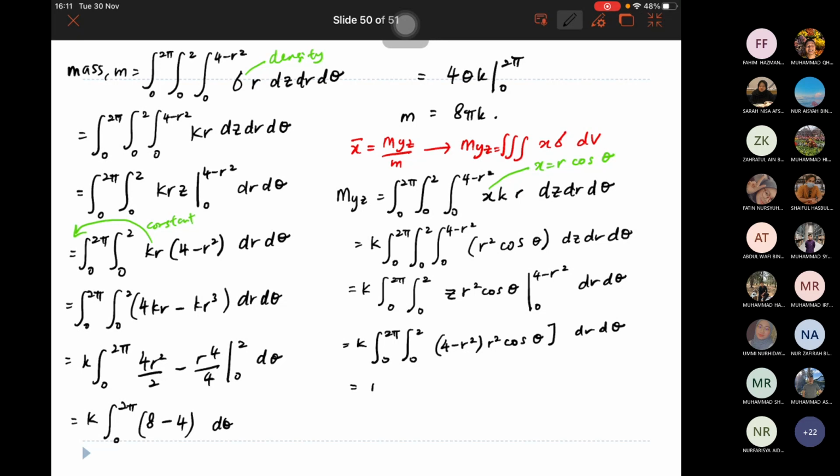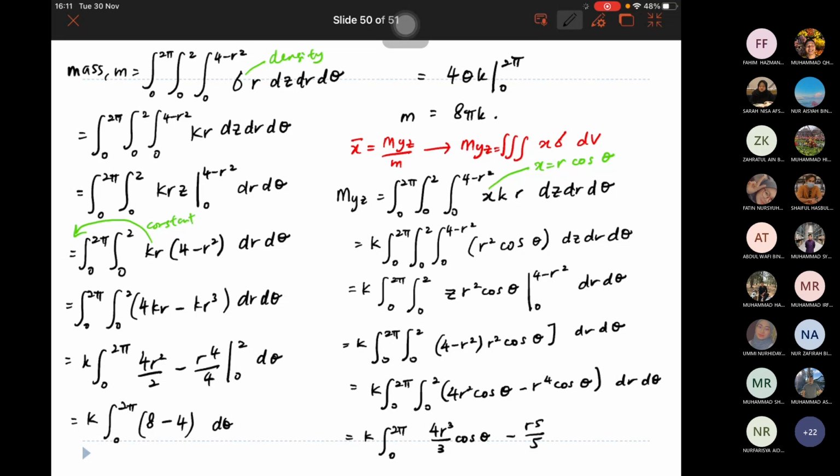Okay. So akan sama dengan K integrate kosong sampai 2 pi, kosong sampai 2, 4 R squared cos theta tolak R kuasa 4 cos theta. Okay. dr d theta. So dapat K kosong sampai 2 pi, 4 R kuasa 3 per 3 cos theta tolak R kuasa 5 per 5 cos theta, kosong sampai 2 d theta. Okay. So saya senaraikan dulu. M sama dengan 8 pi K.